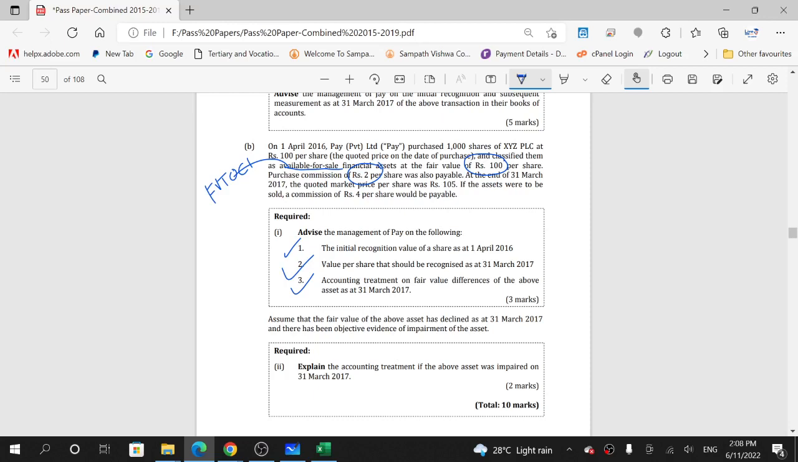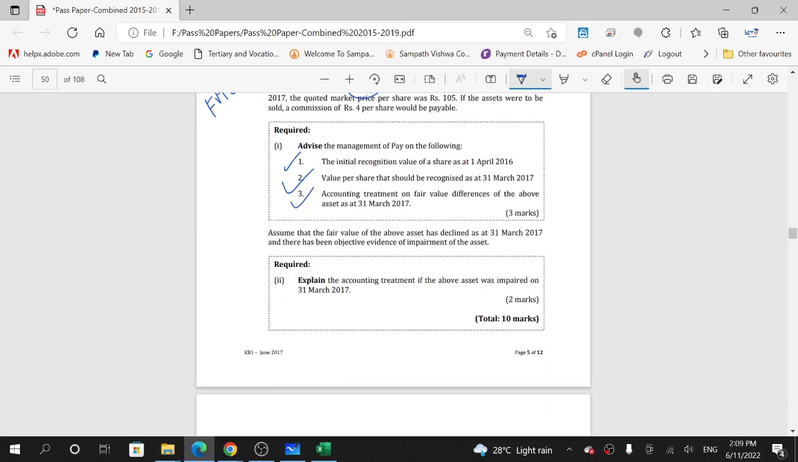Where you should recognize that is other comprehensive income. It comes to around 3 per share. The opening is 102 and the closing is 105, 3 per share again. Right. And there's another small part which gives you 2 marks.